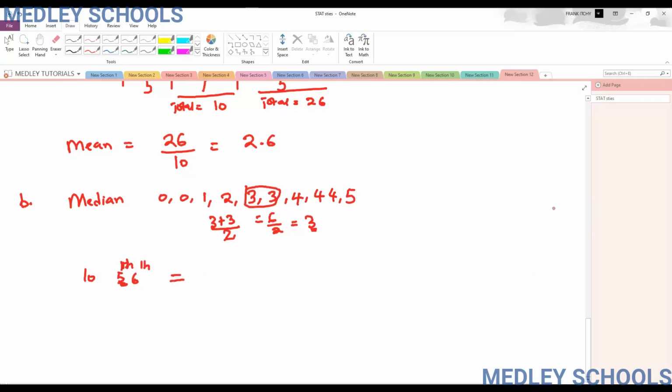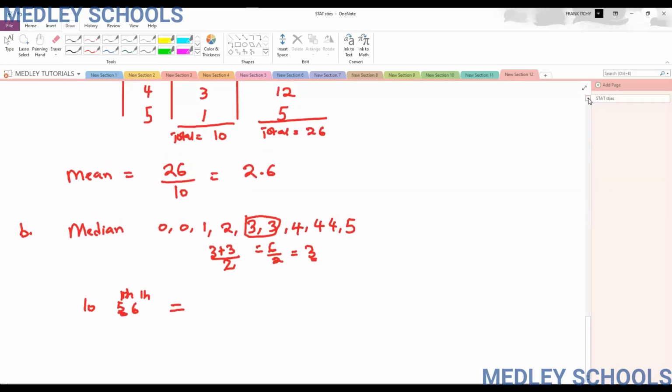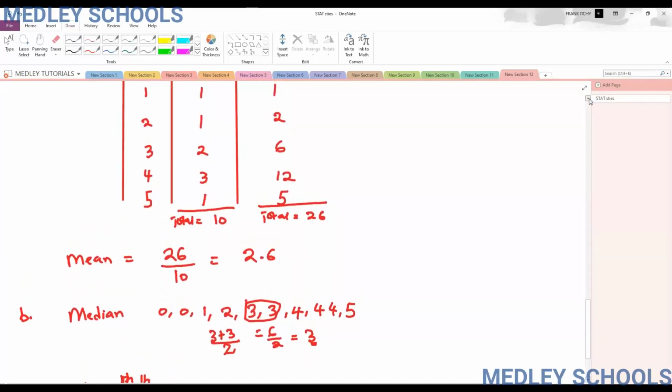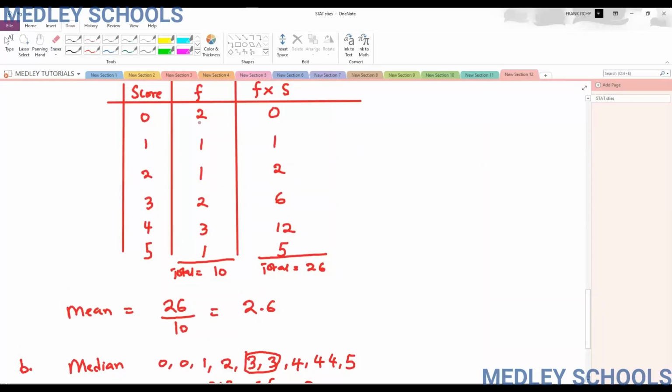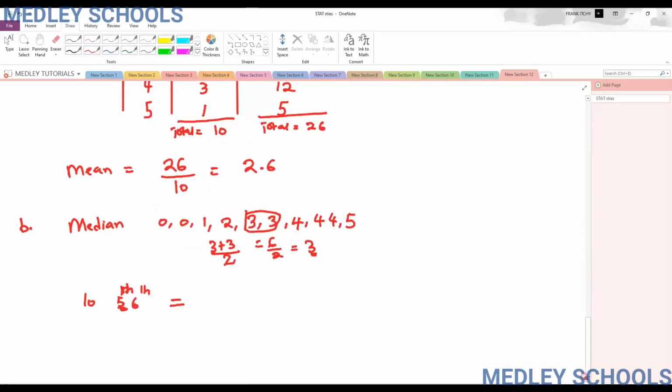So we will now go back to the table and count the number that falls between 5th to 6th rank. So we count as 1, 2. This is 1st rank, 2nd rank, 3rd rank, 4th rank, 5th rank, and this also falls on 6th rank. So that means the median falls on this, which is equivalent to score 3. So the median is still equal to 3. You can use any method you like, but this second method is the best, especially when you have a very large data.